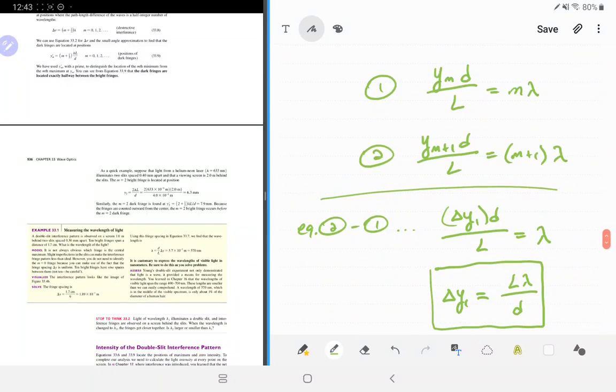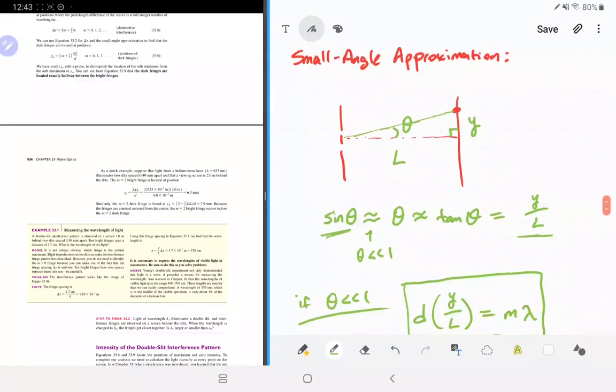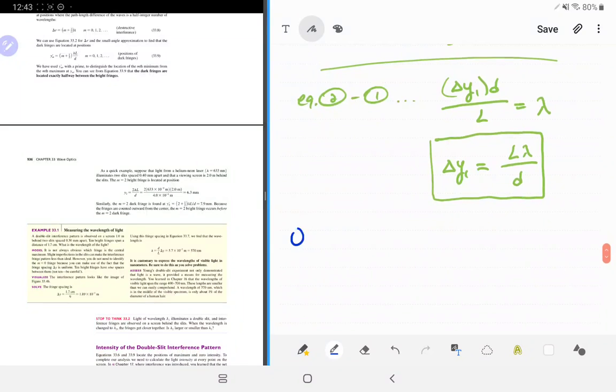Okay, so let's address this problem. What happens to delta y1 if we replace the red laser with a green one? So we're going to decrease lambda. Okay, so we're going to address the original problem here. What happens if we replace lambda with a new one? So we can do delta y1 old over delta y1 new. Or why don't we do new over old rather than old over new?